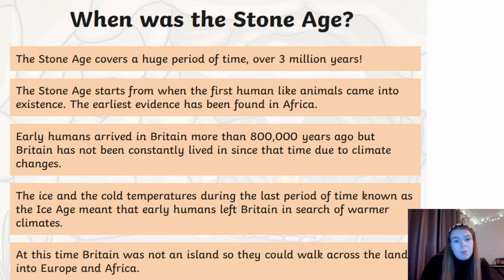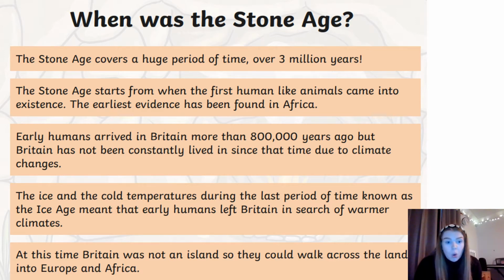So early humans arrived in Britain more than 800,000 years ago, but Britain has not been constantly lived in since that time due to climate changes. So the ice and the cold temperatures during the last period of time, known as the Ice Age, meant that the early humans left Britain in search of warmer climates. So obviously the weather back then was a lot colder, and people couldn't really live where we live now because it was so cold.